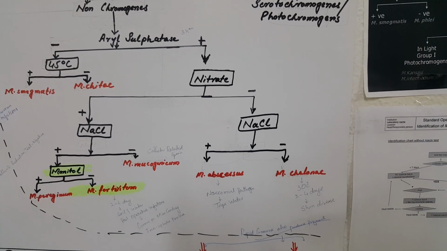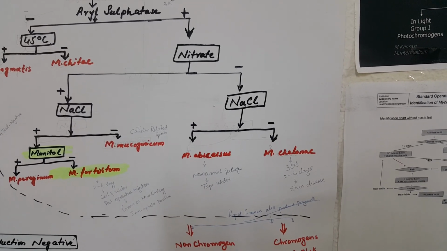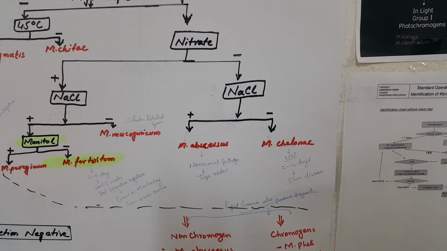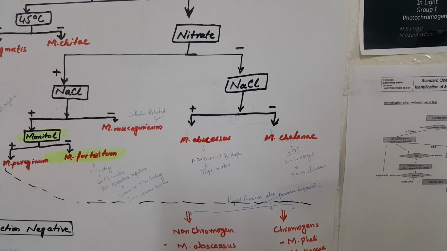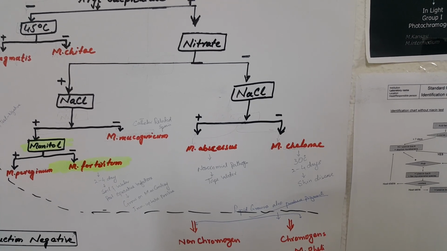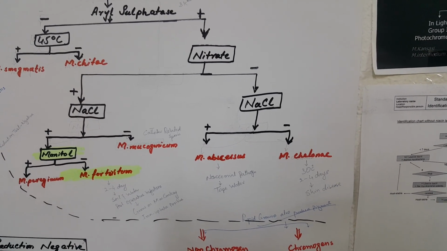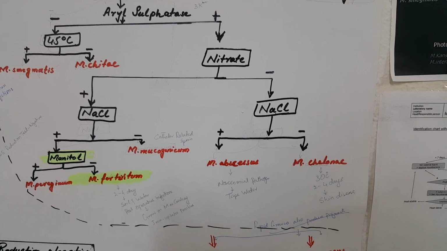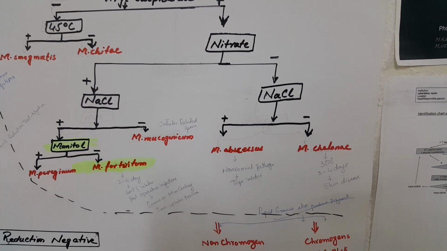If the aryl sulfatase test is positive, nitrate is negative and NaCl is also negative, then we suspect Mycobacterium chelonae, which grows best at 30 degrees centigrade. It takes 2 to 4 days and is mostly involved in skin infections. M. abscessus is a nosocomial pathogen. This is NaCl positive, nitrate negative, and aryl sulfatase positive. With only these two tests, aryl sulfatase and NaCl positive, it is M. abscessus, which is a nosocomial pathogen.